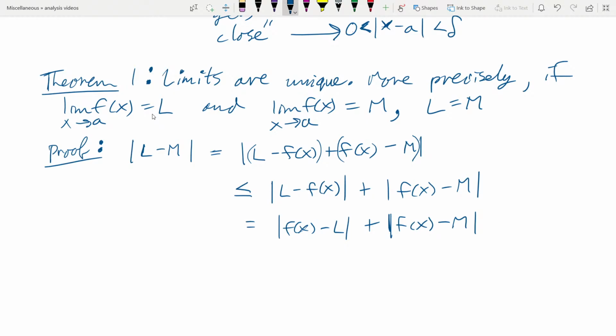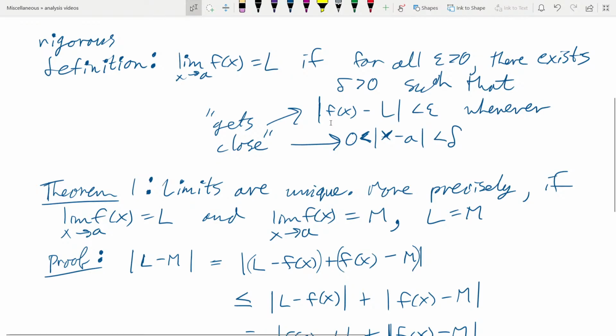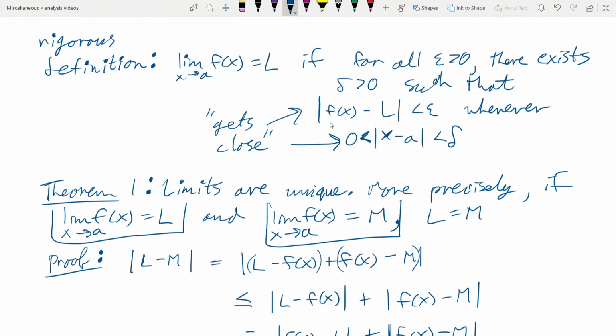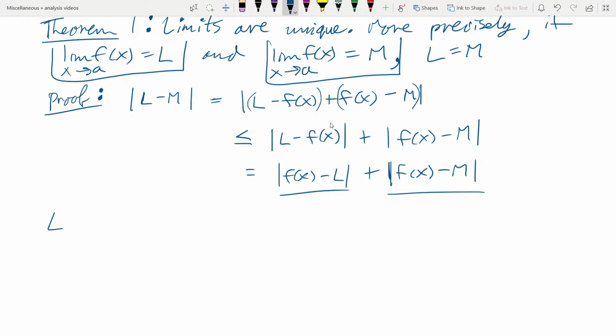Why do I want to write it in terms of these two expressions? Well, that's because we know how to control those. Those are precisely the expressions which occur in the definition of the limit. If we were to translate these two statements in terms of the rigorous definition here, we know that we can make both of those expressions very small, provided x is sufficiently close to a. All right, let's work that out rigorously.